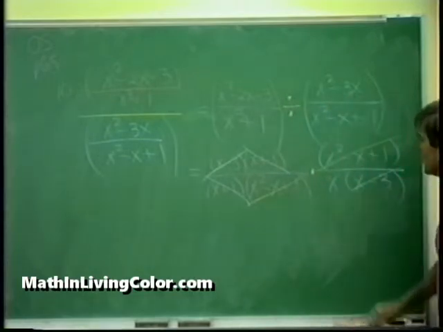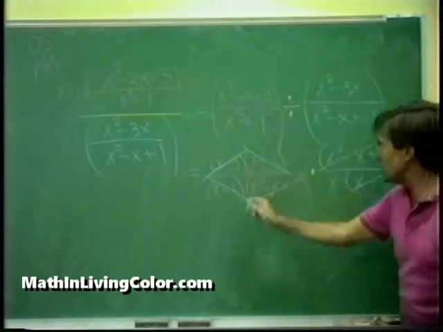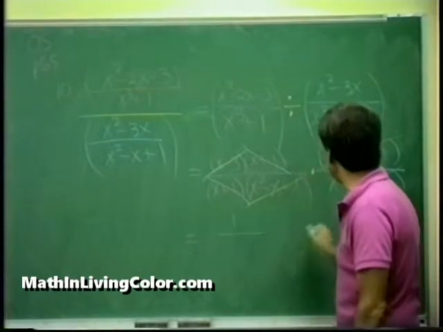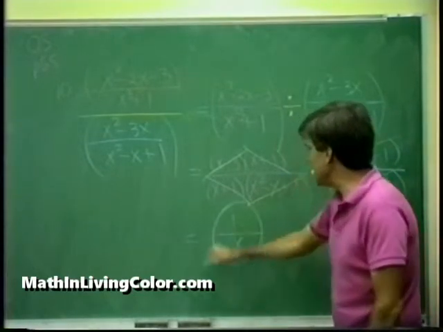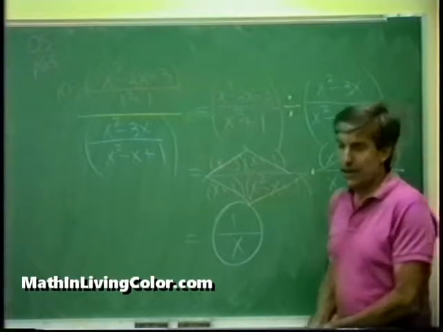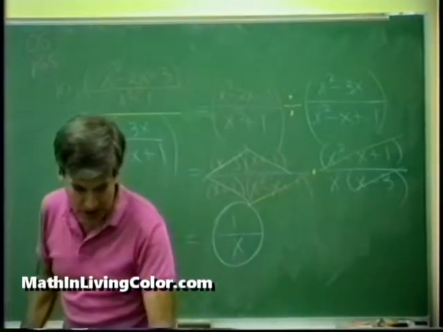Those are all. Now, what's left in the numerator? 1. Always a 1. So you get an answer of 1 divided by x. 1 over x will be the answer. Any question on that? Now that's the worst one on the page. Okay, so now let's go on.